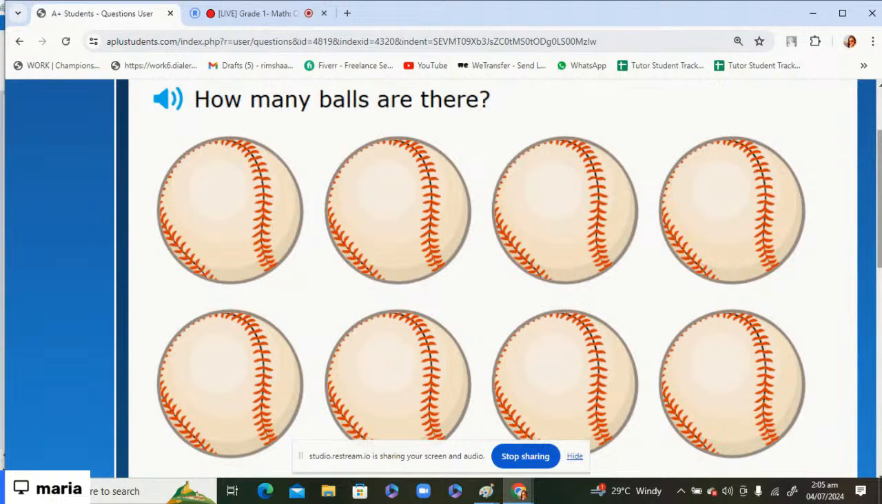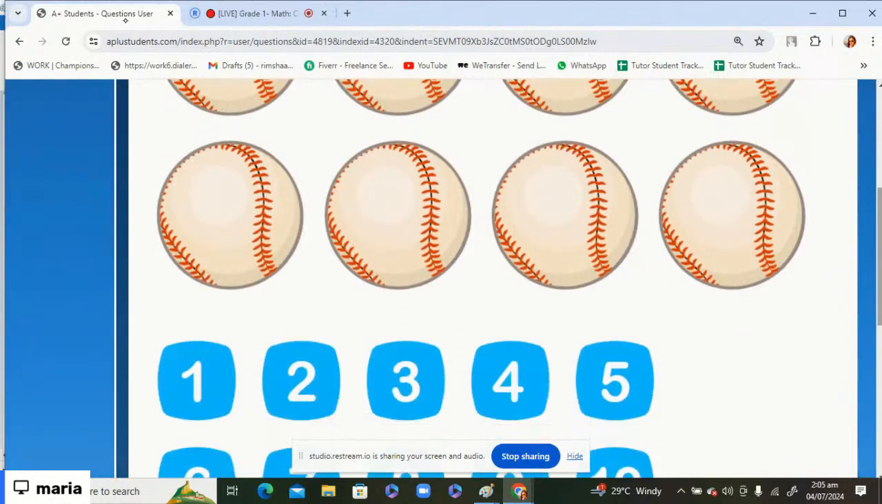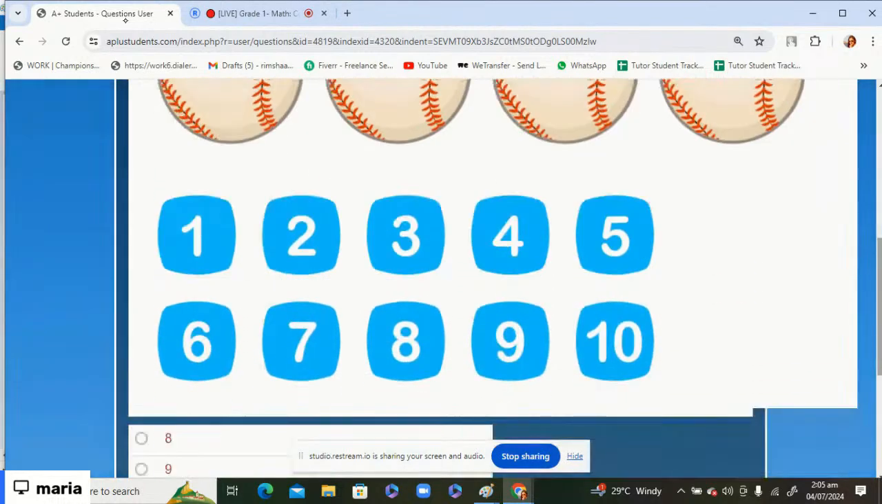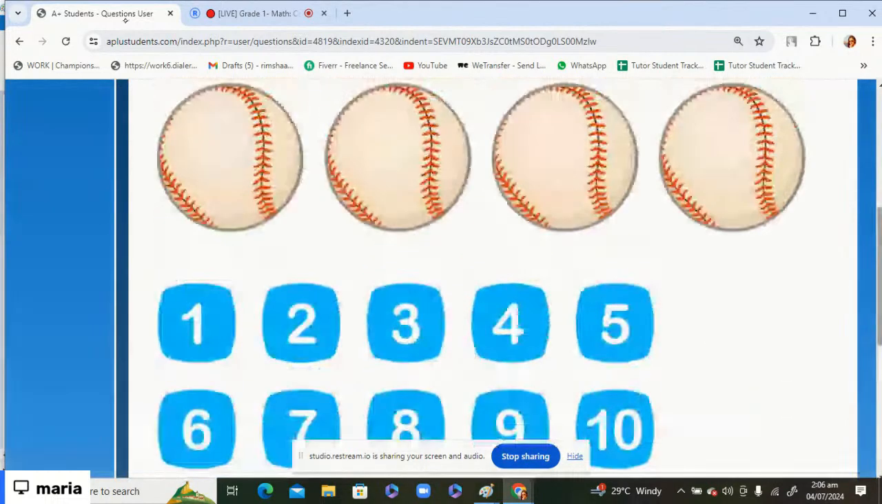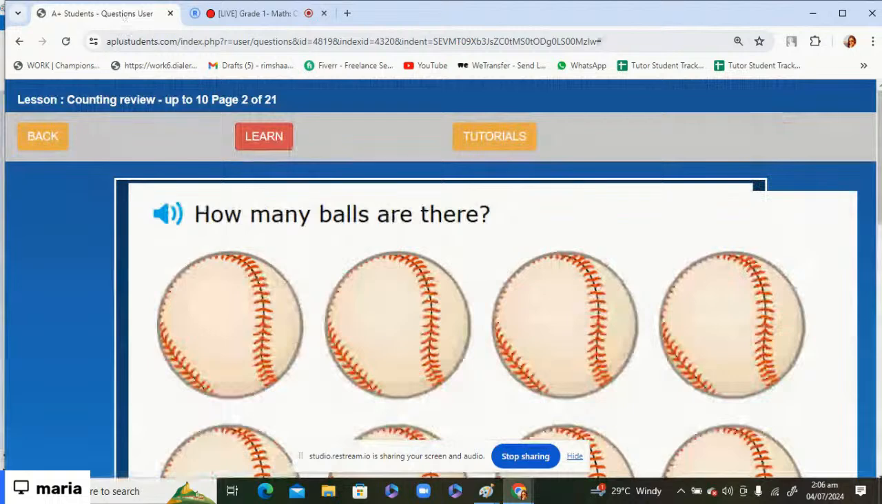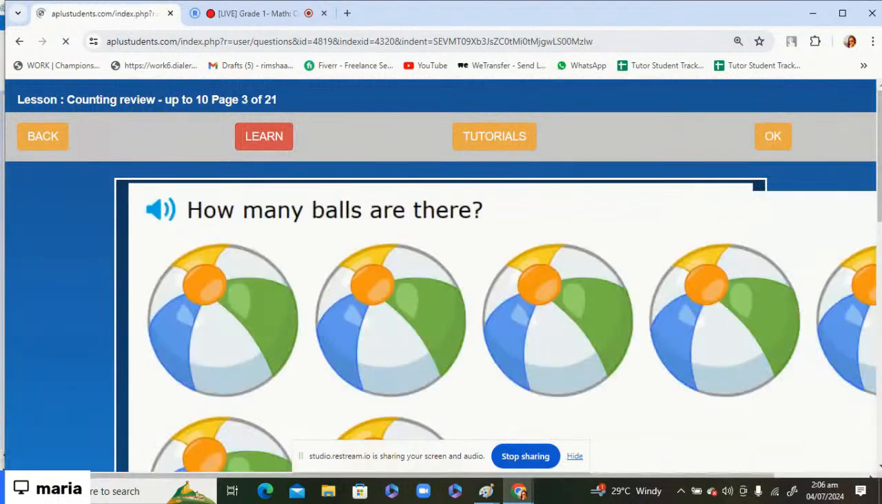Okay, now, so let's count together. 1, 2, 3, 4, 5, 6, 7, and 8. Yes, good. 8 are total. So let's check, is there any option for 8? Yes, it's here. So we go with that one. Okay, so this is right.